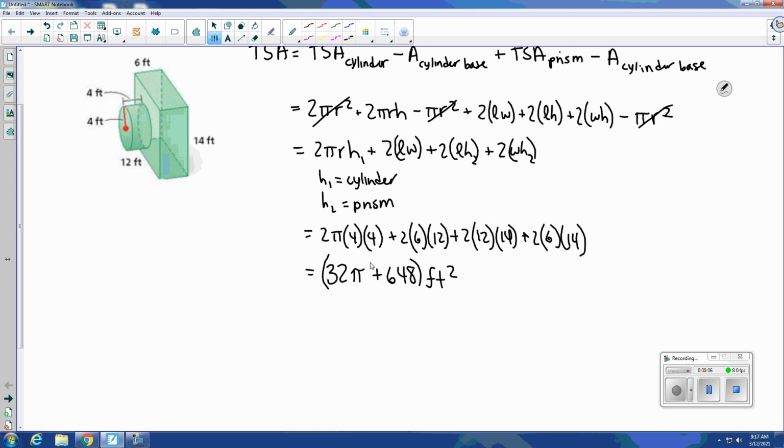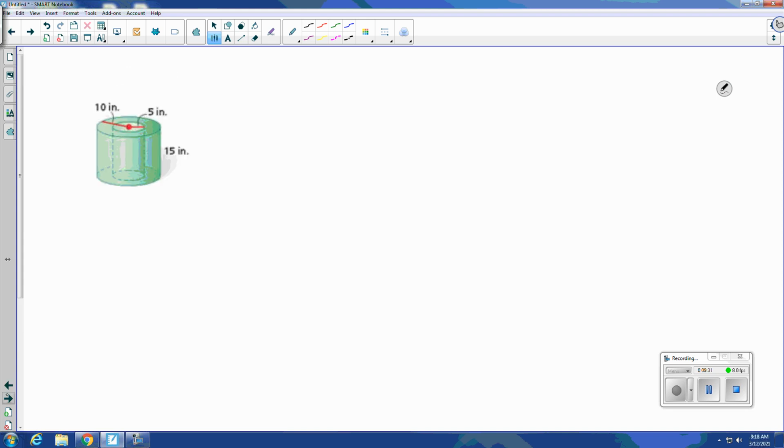If we want to convert to the nearest tenth, we can add on that 32 pi to the 648, and we'll get 748.5. So this is approximately 748.5 feet squared. So that is the volume and total surface area for this first example. Now let's look at one that works with cylinders.